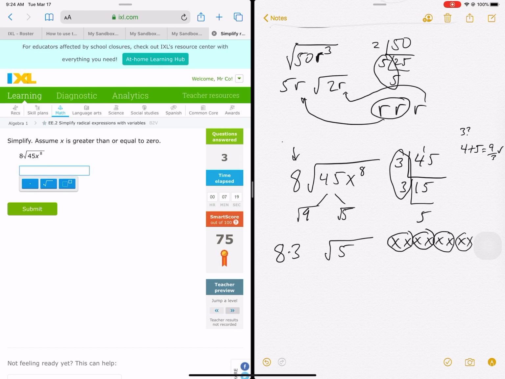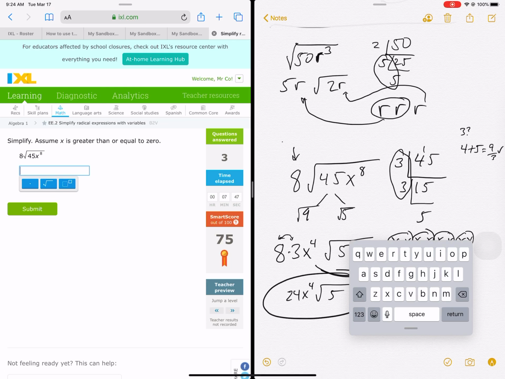Some of you guys might see already that x to the 8, well, 8 divided by 2, because I'm looking for pairs, is 4. So we actually have 1, 2, 3, 4 x's on the outside. That's going to be x to the 4th. Multiply these numbers together. 8 times 3 is 24 x to the 4th with a square root of 5 left over inside. And that's our answer.